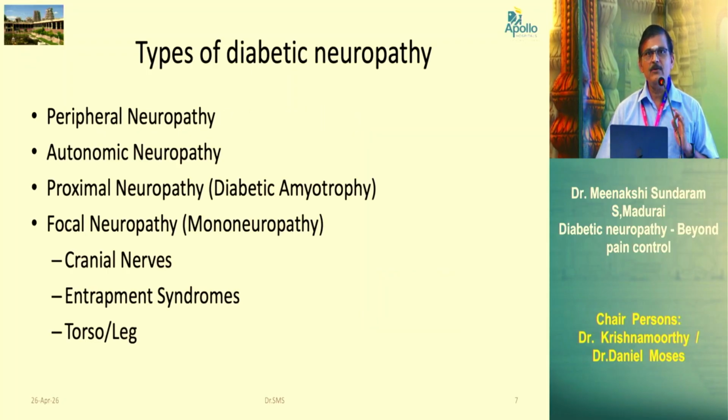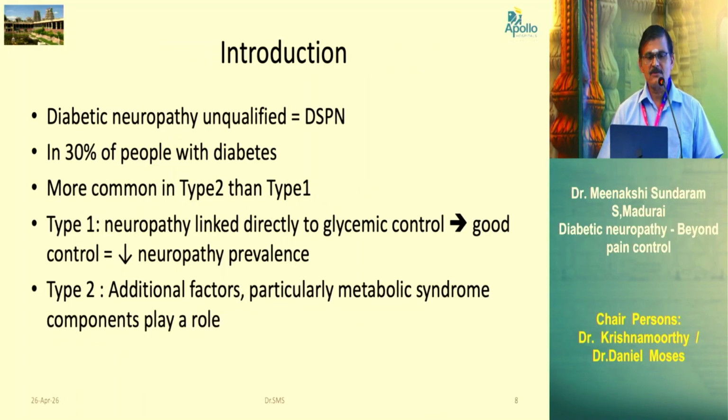So commonly when we divide diabetic neuropathies, there is a peripheral neuropathy and autonomic neuropathy. We also distinctly divide this proximal neuropathy and the focal neuropathies, which could be entrapment syndromes, cranial neuropathies, and truncal neuropathies, torso and leg separate neuropathies. So diabetic neuropathy, when we say unqualified, we mean only the distal symmetric peripheral polyneuropathy, which is a painful neuropathy. And by definition in this talk that is excluded.